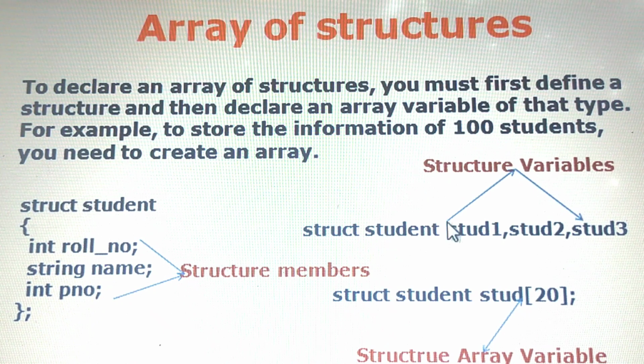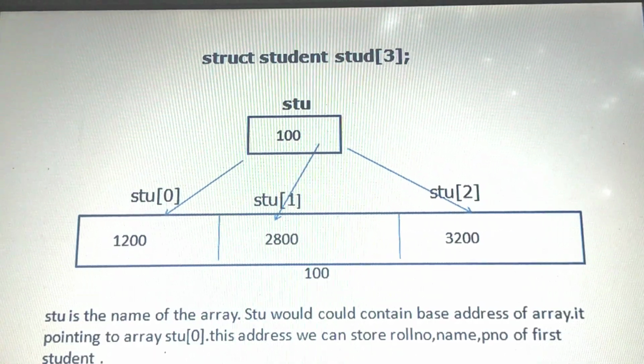This is a normal structure: struct student, where 3 objects we can take one by one. You have to take care of that. What is a structure member? What is a structure variable? What is a structure array variable? Okay, is it clear now? Why we need structure?